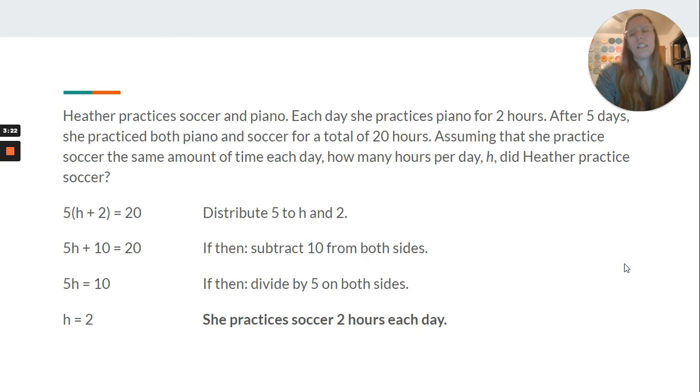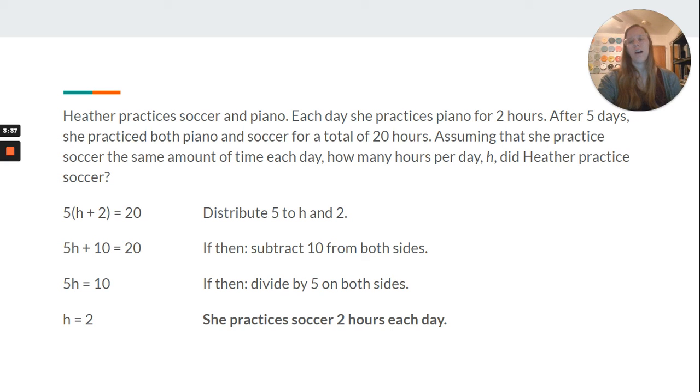One more. Heather practices soccer and piano. Each day she practices piano for 2 hours. After 5 days, she practiced both piano and soccer for a total of 20 hours. So when she practiced soccer the same amount of time each day, how many hours per day did Heather practice soccer? So we have 5h plus 2 equals 20.